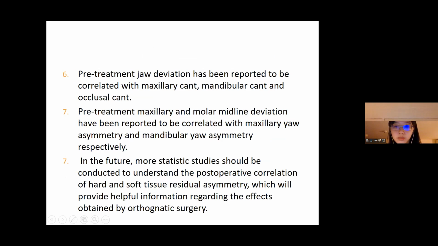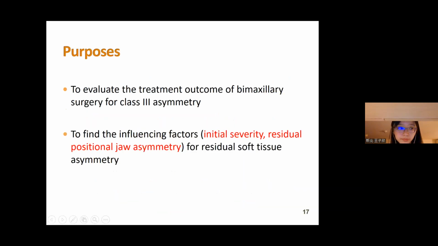Pretreatment jaw deviation has been reported to be correlated with maxillary cant, mandibular cant, and occlusal cant. Pretreatment maxillary and mandibular midline deviation have been reported to be correlated with maxillary yaw asymmetry and mandibular yaw asymmetry, respectively. In the future, more statistical studies should be conducted to understand the post-op correlation of hard and soft tissue residual asymmetry, which will provide helpful information regarding the effects obtained by orthodontic surgery.